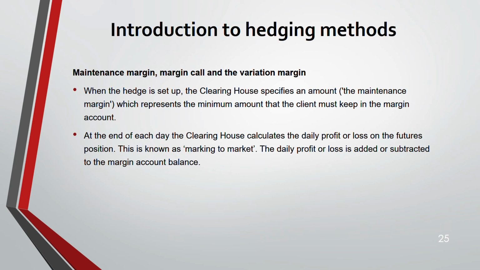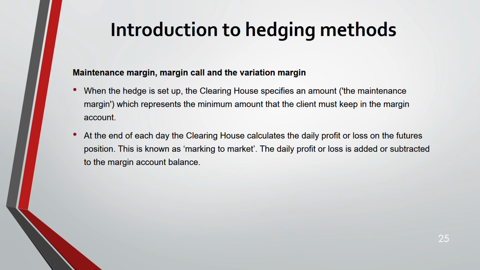And at the end of each day, you will calculate your profit or loss in the future. This is known as marking to market. That daily profit or loss, you keep adding or subtracting it from your margin account balance. Let's say your margin account balance at the start of the day is 100. You're having a profit of 60 in day 1. Add that 60 with 100, 160.